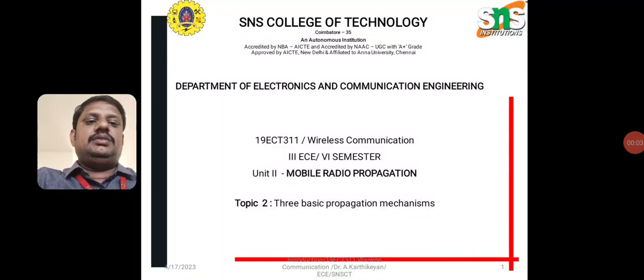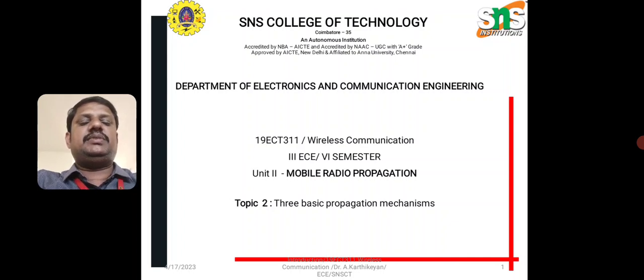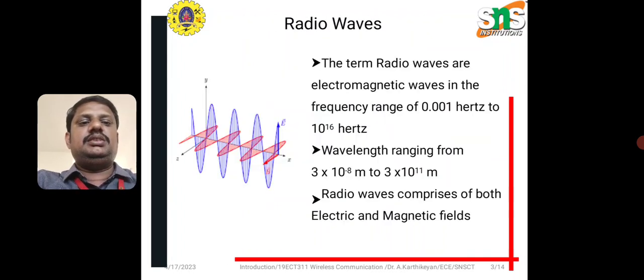Hi everybody. Today we are going to discuss the three basic propagation mechanisms. We already discussed that the propagation mechanism plays a major role. In mobile radio propagation, the basic propagation mechanism is also very important. How do we propagate? Propagation is nothing but transmission. How do we transmit information from one place to another place, that is, from a transmitter to a receiver?